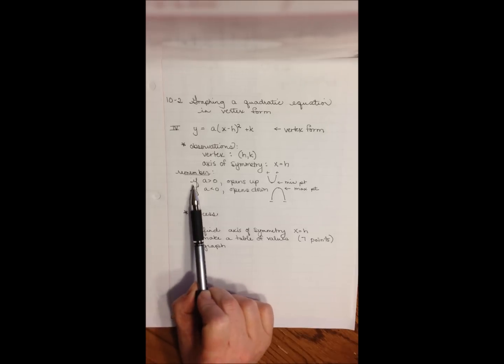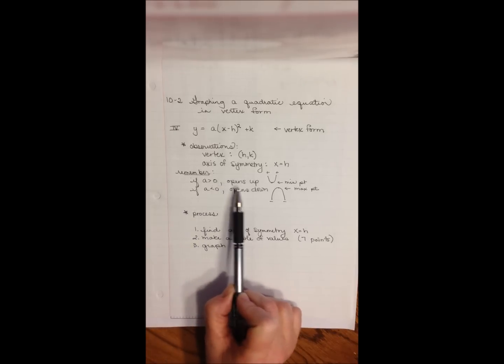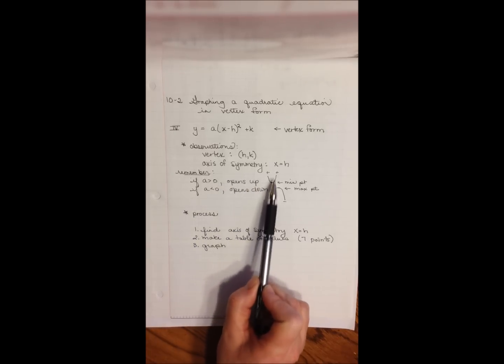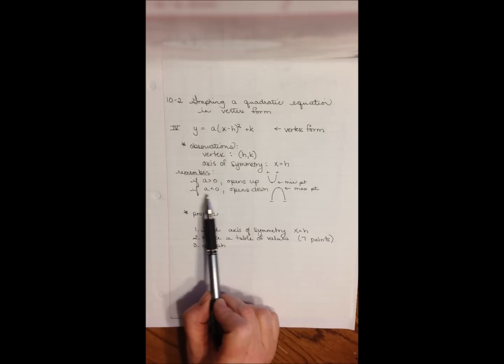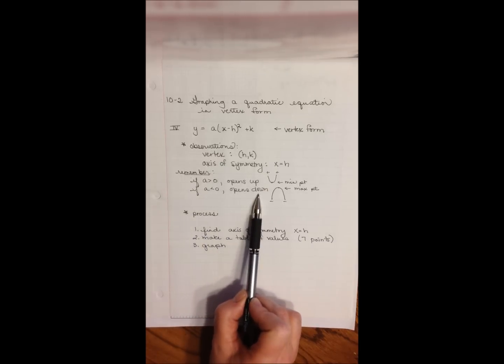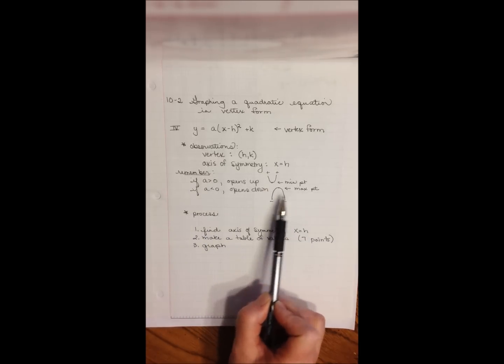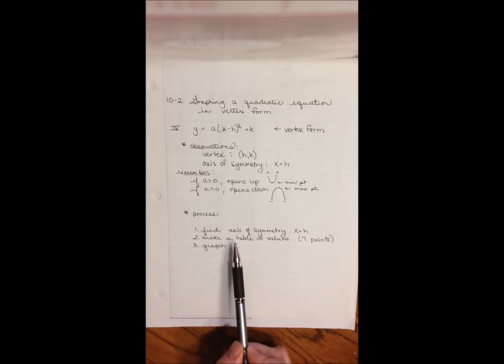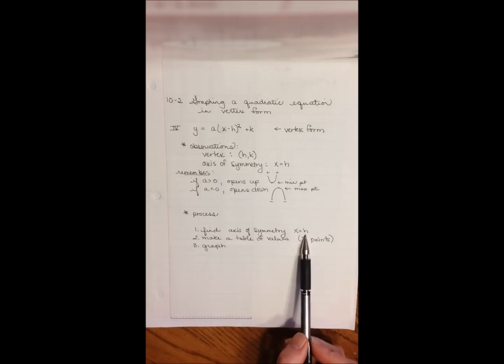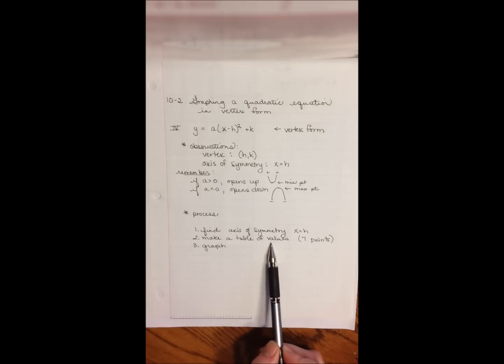Remember from yesterday, if a is greater than 0, then the parabola will open up and we will have a minimum point at our vertex. If a is less than 0, then the parabola opens down and we will have a maximum point at our vertex. So the process of graphing in this case is to find the axis of symmetry first, make a table of values which will include 7 points. The vertex will be in the middle and then 3 points on either side. And then graph the parabola.